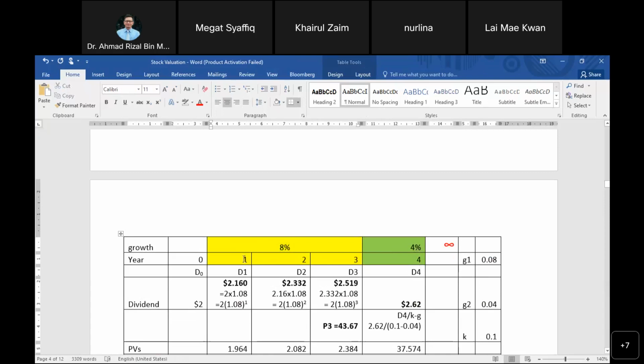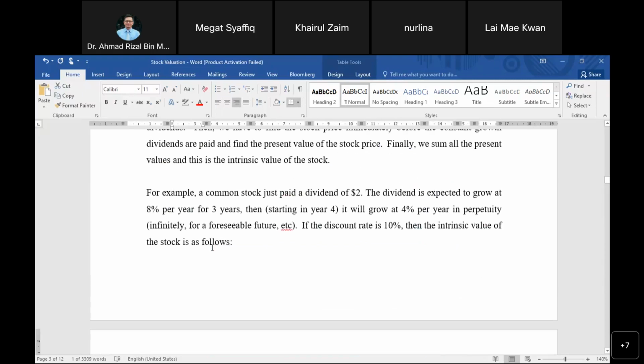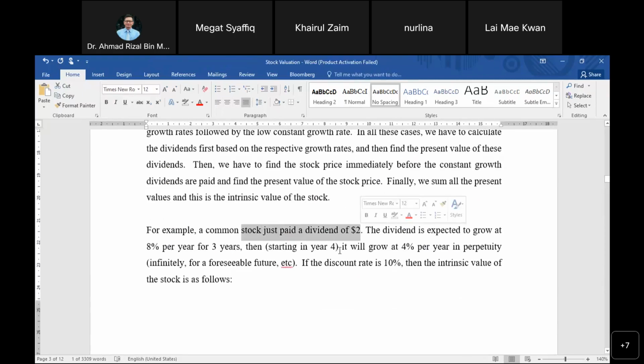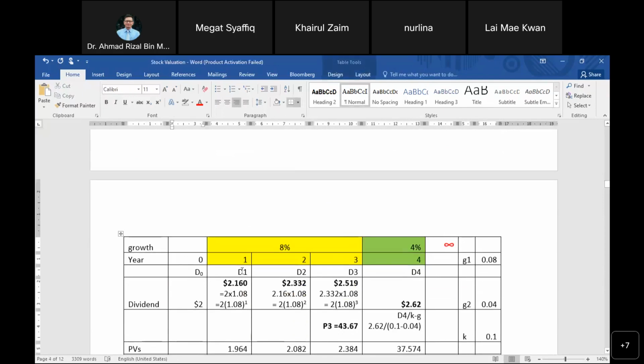So in your timeline, you have 0, 1, 2, 3, 4. Under 0 is D0, under 1 you write down D1, and under 2, 3, and 4 are D2, D3, and D4. First you calculate D1, D2, and D3. You know that D0 is $2. This is given in the question: just paid a dividend of $2. To find D1, you need to multiply it by 1 plus g. The first g is 8%, so 1.08. So 2 times 1.08 is 2.16. So D1 is 2.16.